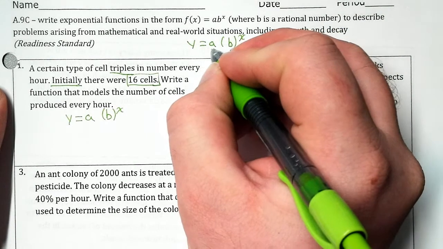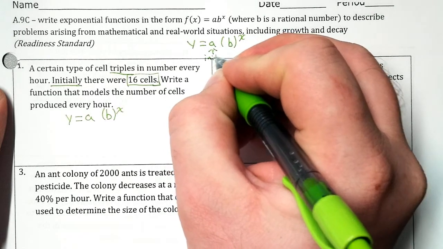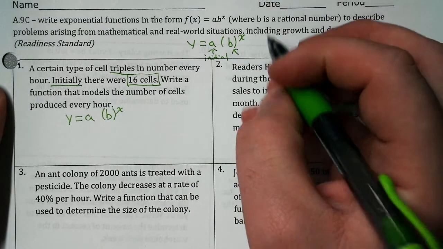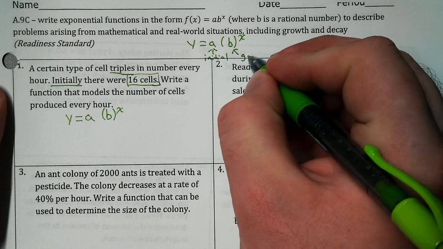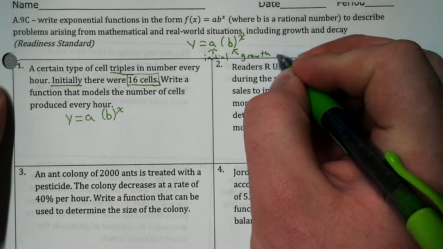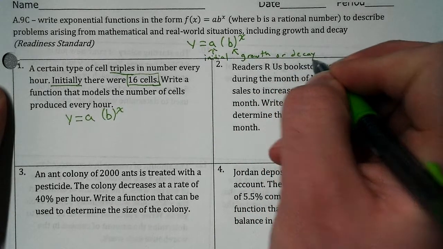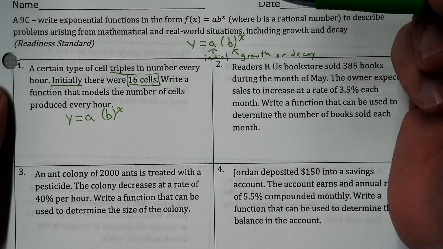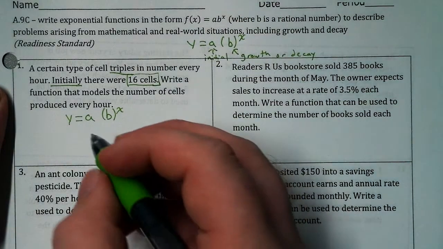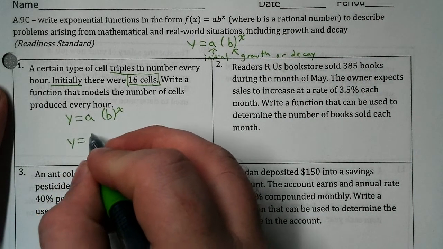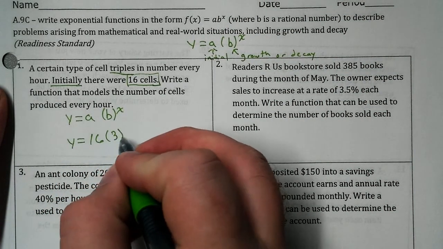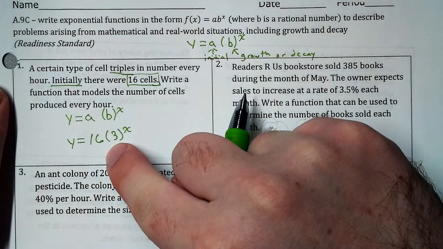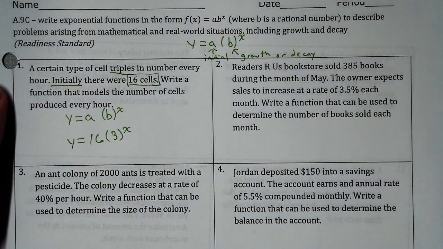In our base equation, this is our initial, and then this is our either growth or decay, right? Now, we know that it's tripling so it's going to be a growth, and there's initially 16 cells. So we just go y equals 16 times 3 raised to the x. If it's tripling every time, it's going to be multiplying by 3 every single time. That's it.